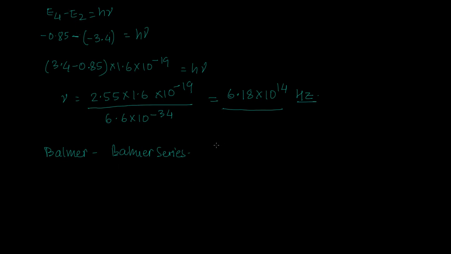Now, there is a thing called 1 upon lambda that we normally call as wave number. This is called wave number. What will be its unit? Per meter.